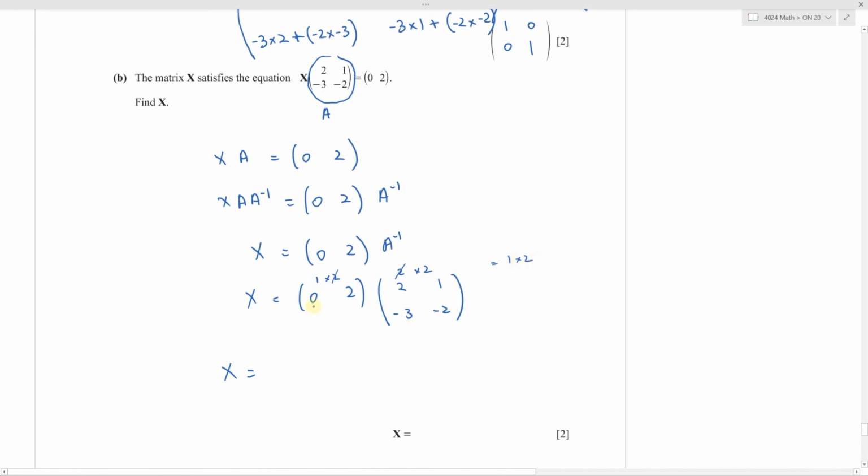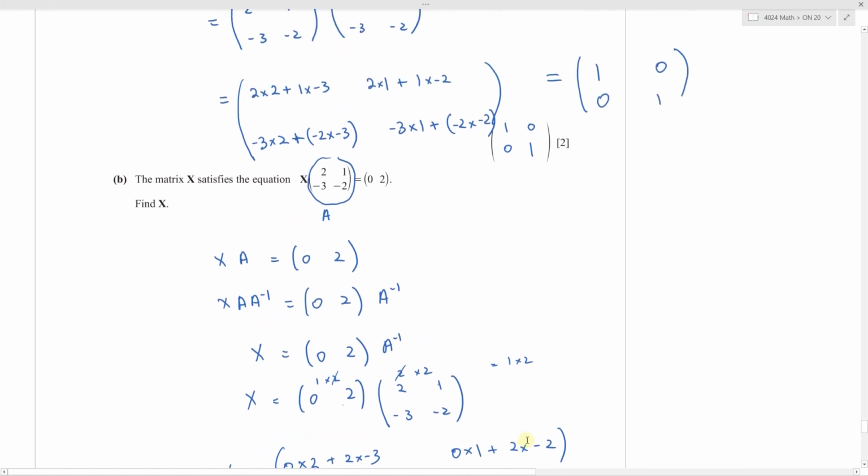So you multiply your first row with the first column. So 0 multiplied by 2 plus 2 multiplied by minus 3. And then your other value will be 0 multiplied by 1 plus 2 multiplied by minus 2. So this is 0 plus minus 6. So 0 minus 6 is minus 6. And then this will be 0 and 2 times minus 2 is minus 4. So minus 4 plus 0 is minus 4. So your matrix X here is minus 6, minus 4.